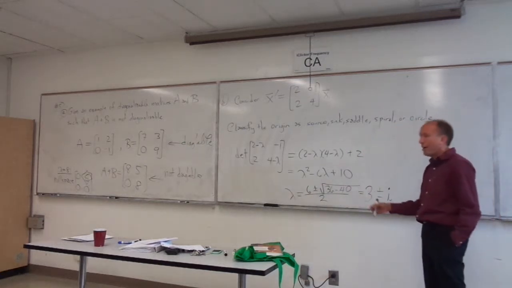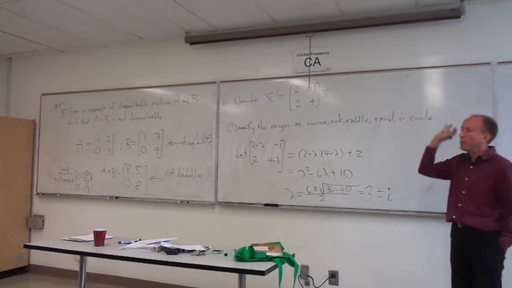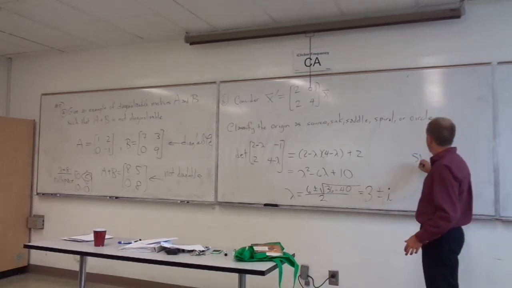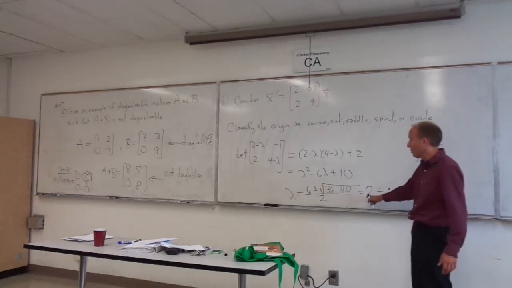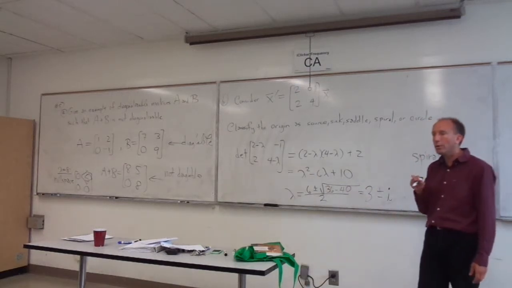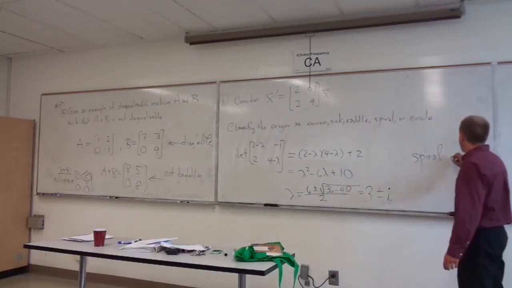Based on those eigenvalues, do you remember which of the classification types it will be? It's definitely a spiral, not a circle. Circle would have to have a 0 here. So it's a spiral, and does the solution spiral towards the origin or away from the origin? Away from the origin. Right, so a spiral out.